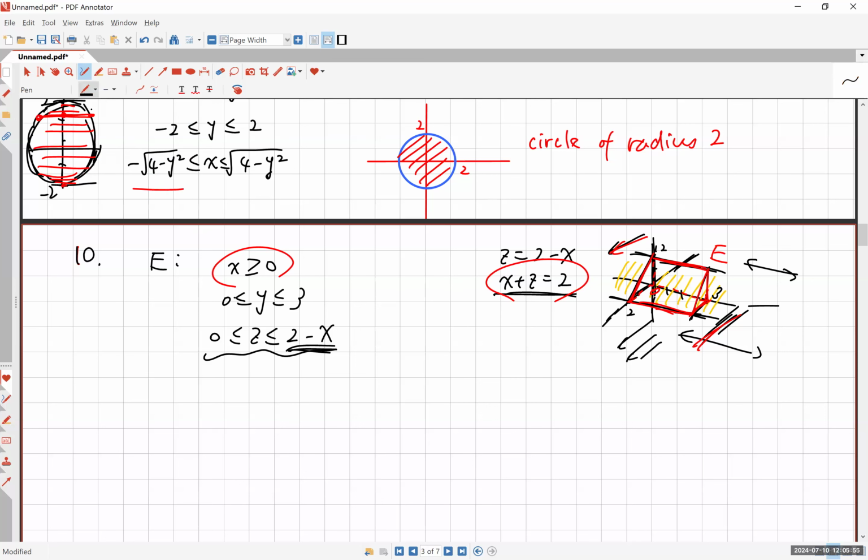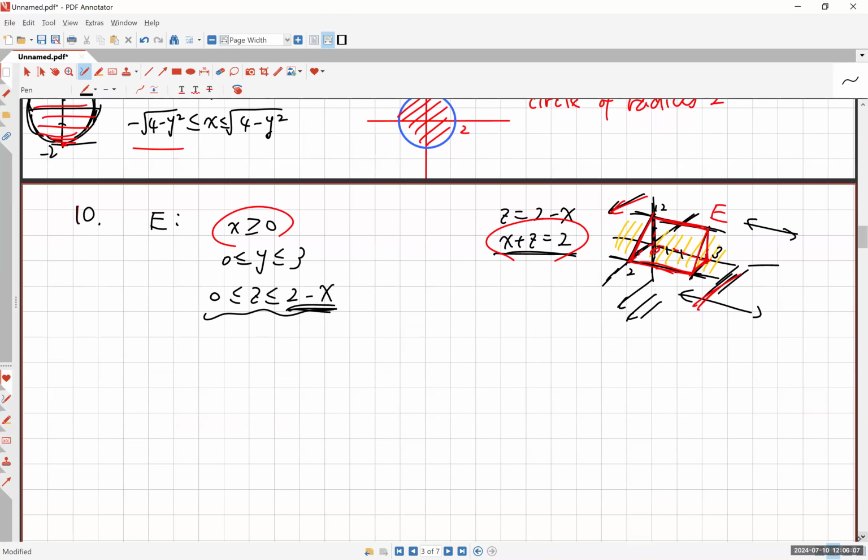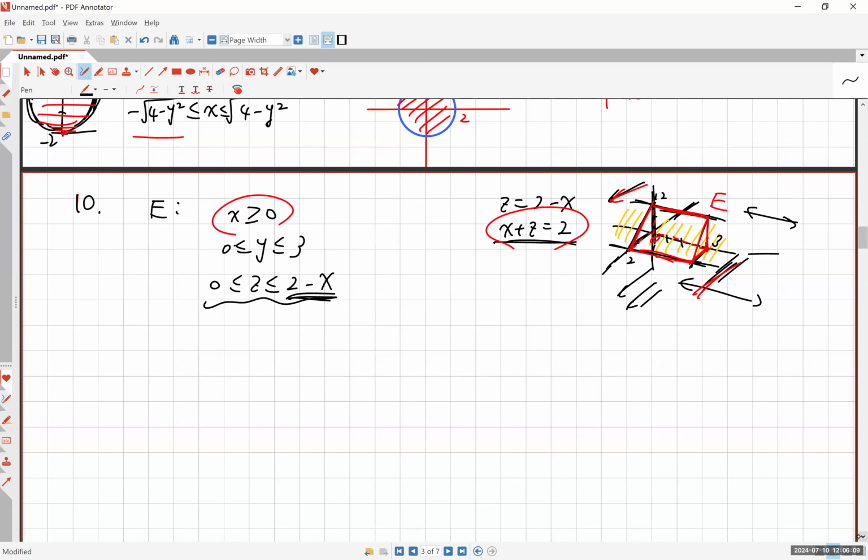All right, now let's write the triple integral. The problem says write a triple integral that expresses the volume. If you just read that part of the instruction, it seems you can do x, y, z in any order, but the problem goes on to say use the order dx, dy, dz. So z has to be defined first. z goes from 0 to 2. That's pretty obvious: this entire solid E goes from z equals 0 to z equals 2.